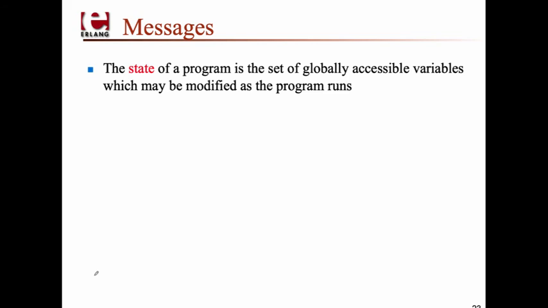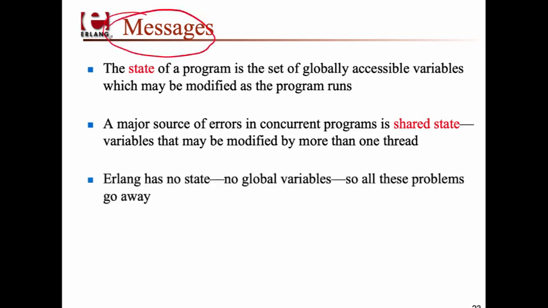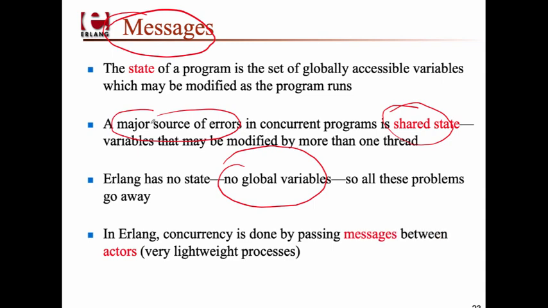Now let's look at message passing. Erlang has no global variables. It's only processes or port objects sending messages. There are no global variables, okay? Because global variables are bad. They're a major source of error. So the Erlang philosophy is no global variables.